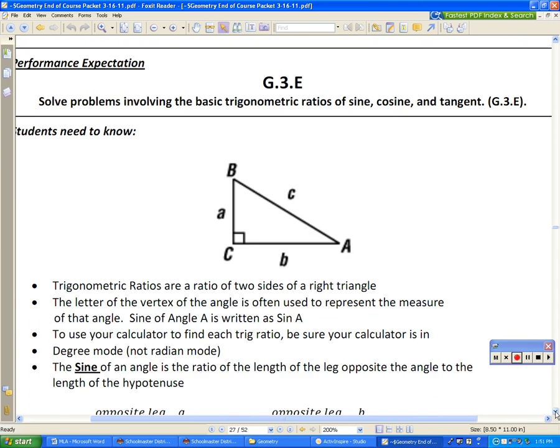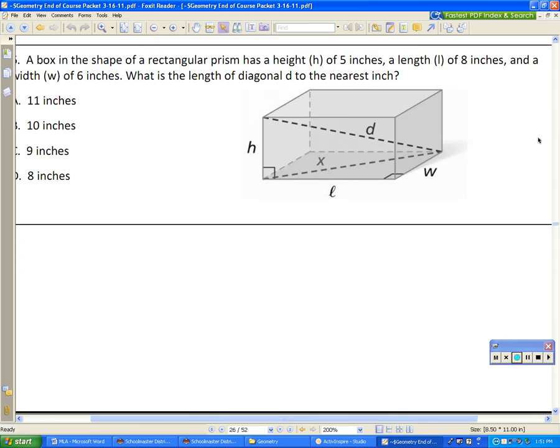All right, is this the last? Yeah, we'll do this one and then we'll call it. Okay, so this is a problem that we've done at least twice directly from our own textbook. A box in the shape of a rectangular prism has a height of 5 inches, so this guy right here is 5. A length of 8 inches, so this is 8. And a width of 6. And we need to figure out the length of the diagonal D.